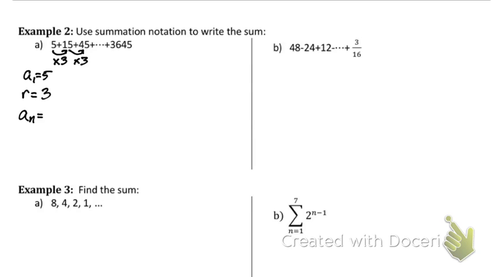Our explicit form is going to be my first term times my common ratio to the N minus 1. I want to use that to find my N value, because we are writing a summation formula where my lower limit is 1. My explicit formula is 5 times 3 to the N minus 1, but we need that N value to know where we stop. I need to tell the reader where you're going to stop plugging numbers in.